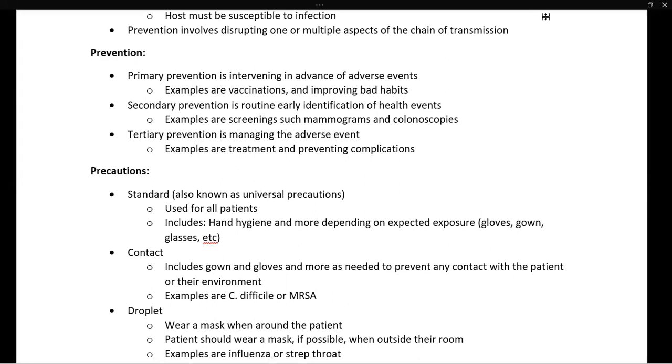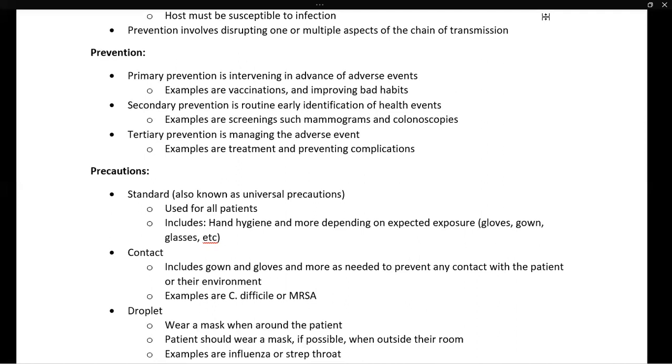Please note, in this conversation now about prevention, we are not focused specifically on disease prevention. We're talking about adverse health events in general. Next, we have tertiary prevention, and this is managing the adverse event once it has occurred. For example, if a patient develops shock, we want to be sure to avoid complications such as hypoxia or hypotension, which are low oxygen levels and low blood pressure, because these can cause tertiary events such as the patient getting a brain injury. Next, we're going to talk about various levels of precautions.